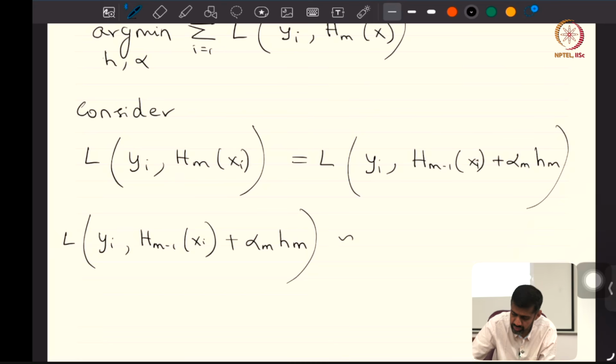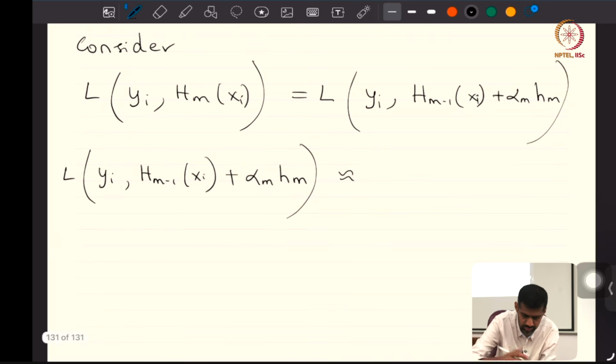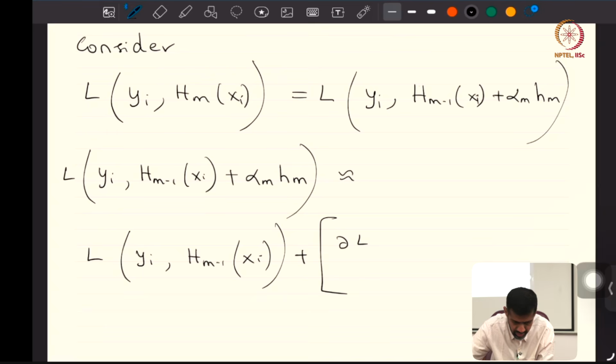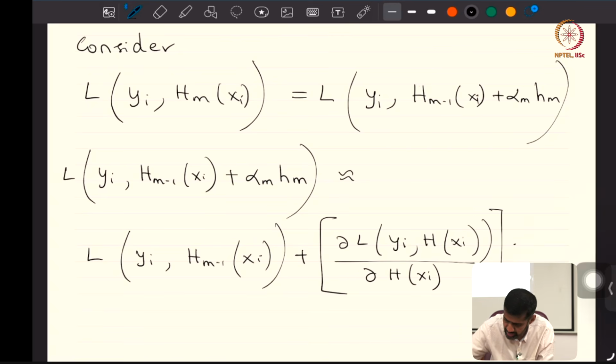This is equal to L evaluated at y_i comma h_{m-1}(x_i) plus the derivative of the loss with respect to h, evaluated at h_{m-1}, times alpha h.